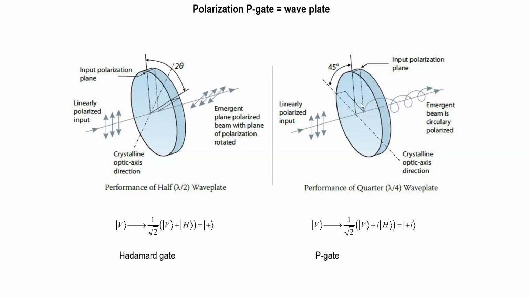Of course, if I flip this crystal around, instead of adding plus I, I would get minus I here. It would be the counterclockwise polarized light in the output. So the wave plate allows us to transform the polarization state of light into the state of any type.